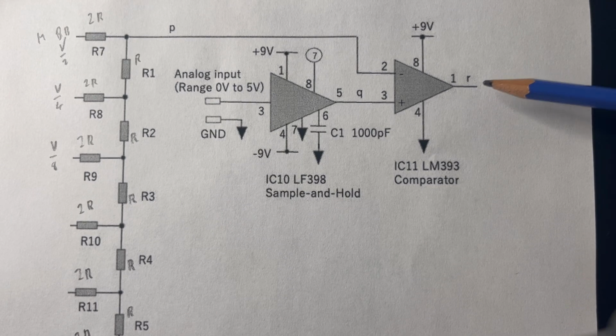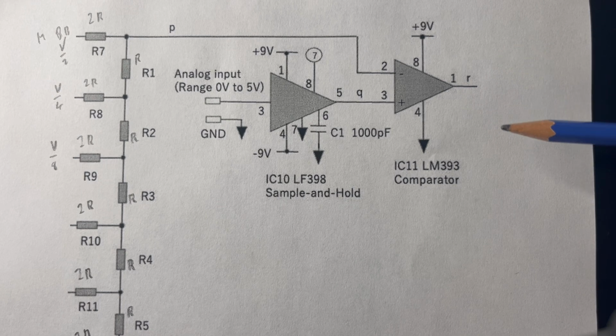One last key point to mention is that for the LM393, it's an open collector op amp, which means its output needs to have a 5 volt pull-up resistor to get the desired output.